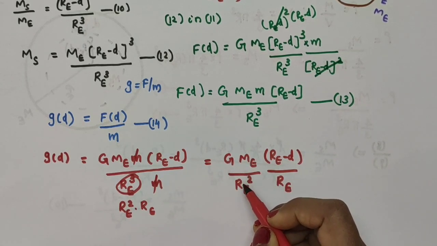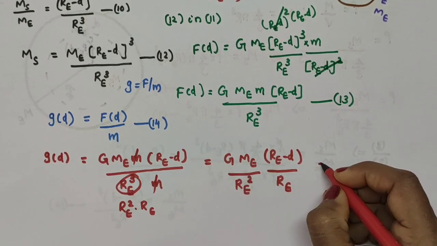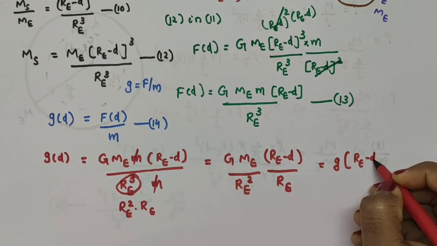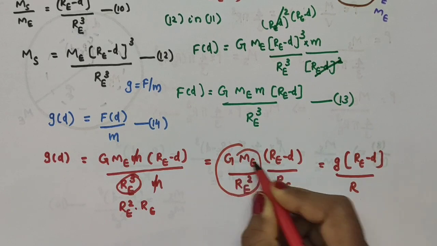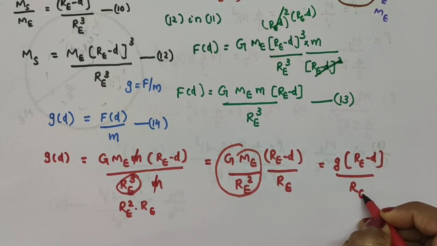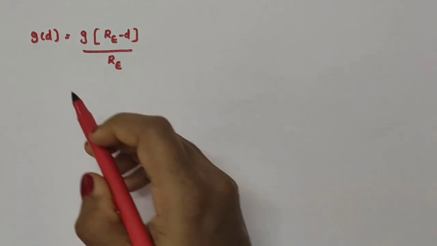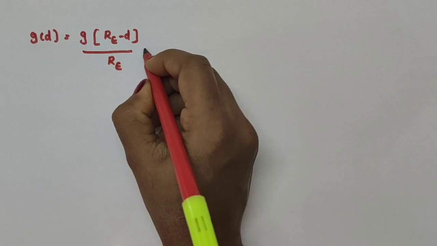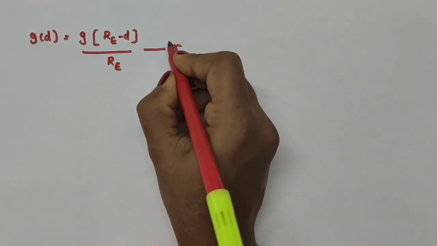We have G Me by Re square as the acceleration due to gravity on the surface of the earth. So we can write it as small g into Re minus d divided by Re. So we got g of d is equal to g into Re minus d divided by Re, and I am taking this as equation number 15.